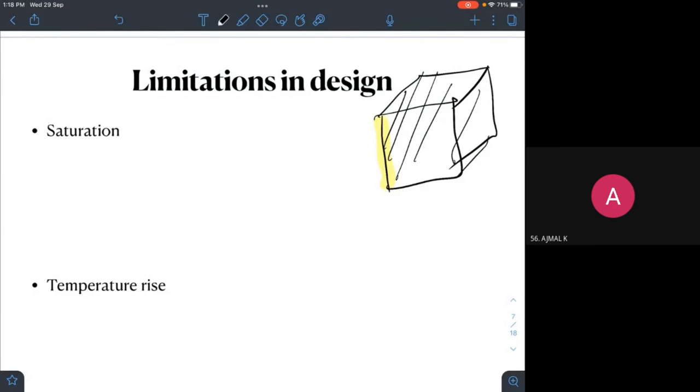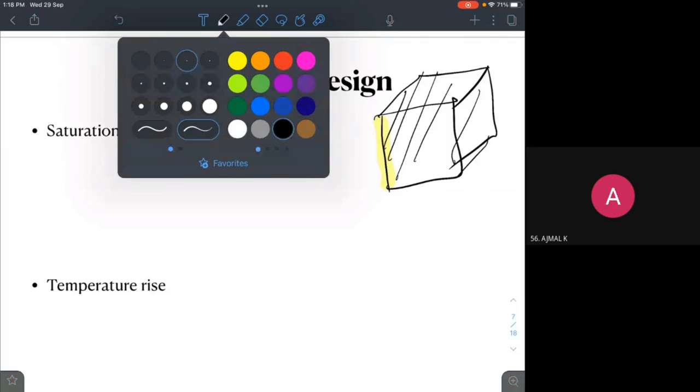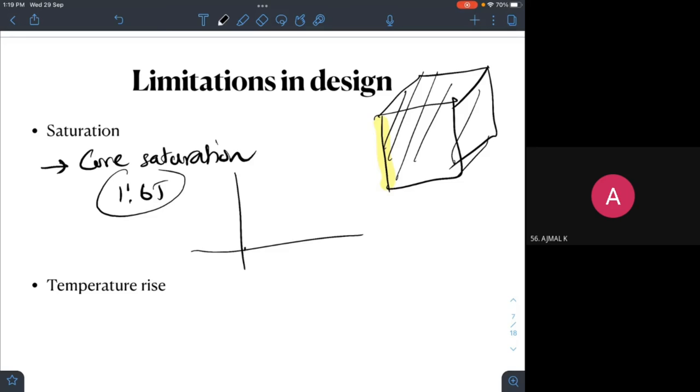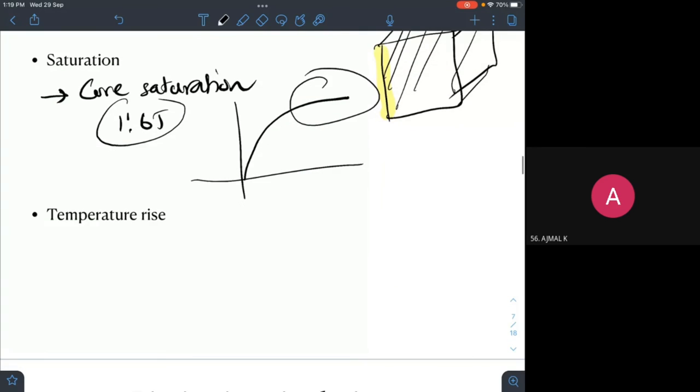And in design, one concern is saturation. Saturation means the core saturation. As I said, 1.6 Tesla is the maximum. Above that we cannot go, because above that your magnetic material will go to saturation, and then we cannot use it for a machine. So the core saturation is one problem.